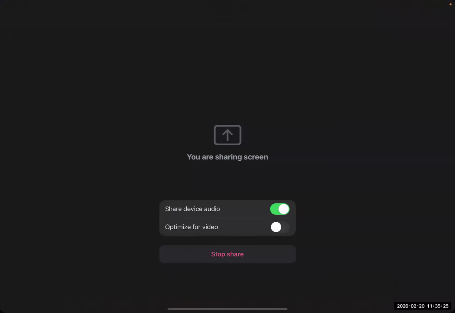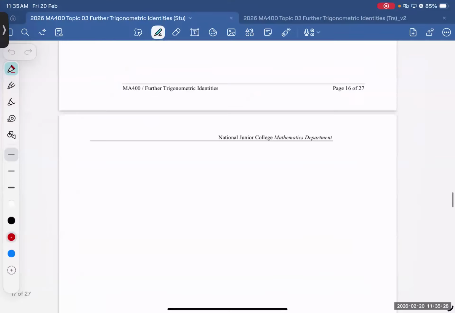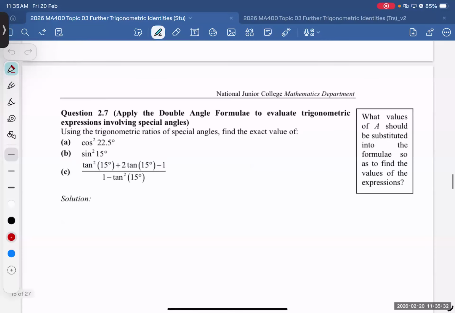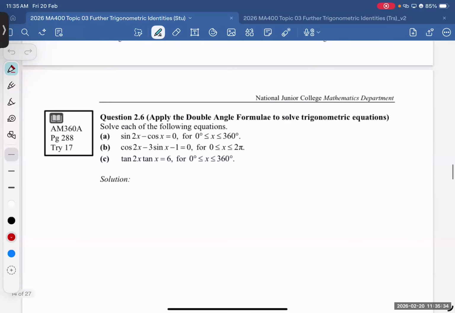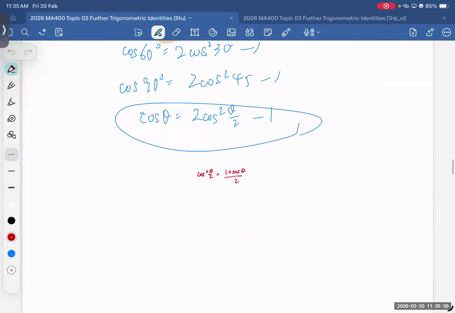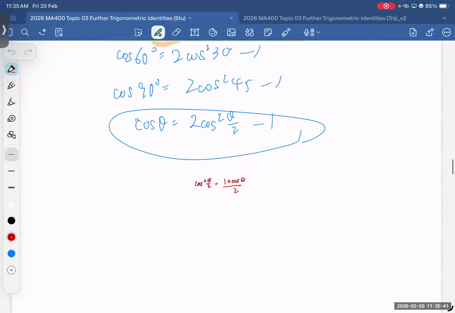Okay, let's go. I believe I stopped here the last time. Okay, so where did I stop? Question 2.5 around there? Yes, okay, so let's continue from here.